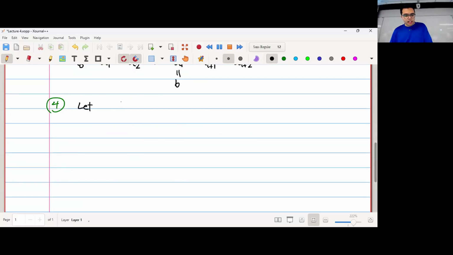Let's say A is a non-empty subset of natural numbers. And let's try to do proof by contradiction. Let's suppose that A is a non-empty subset of N, and A does not have a minimum element.